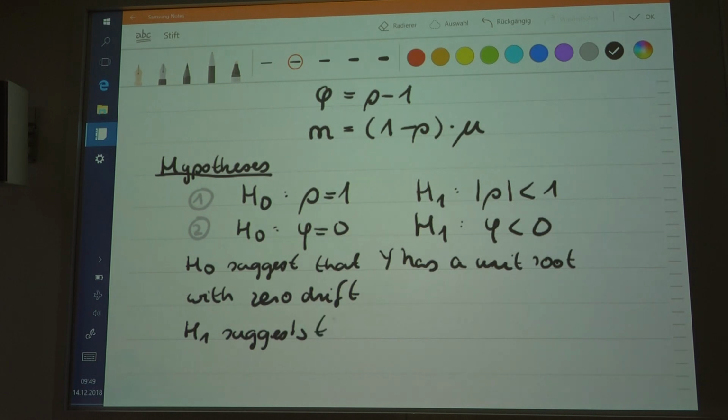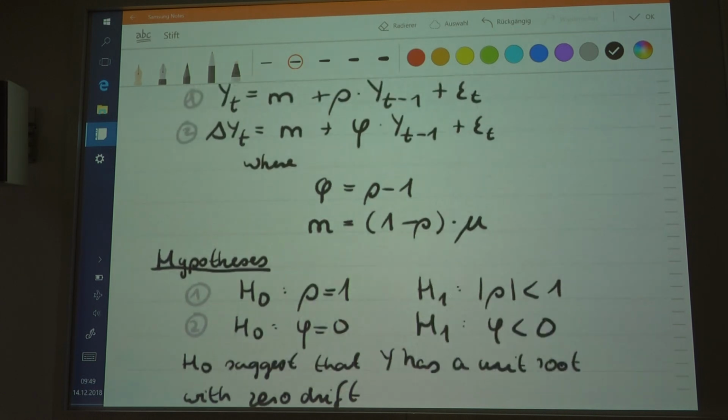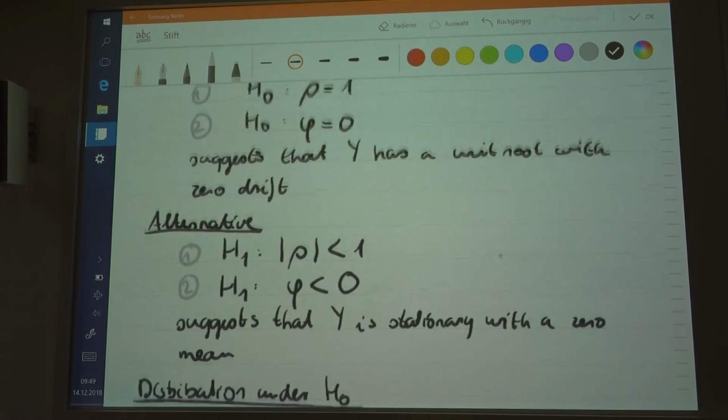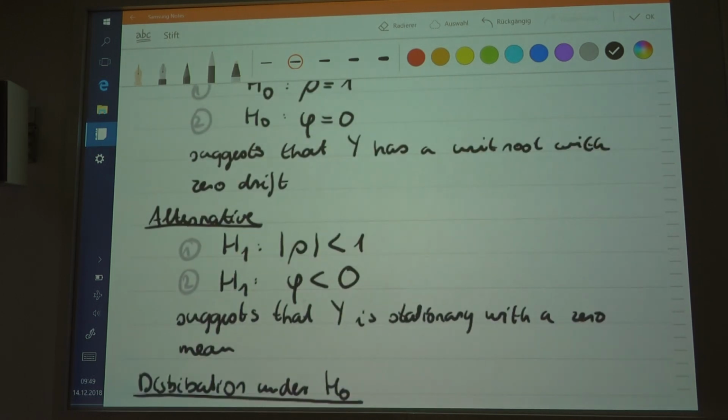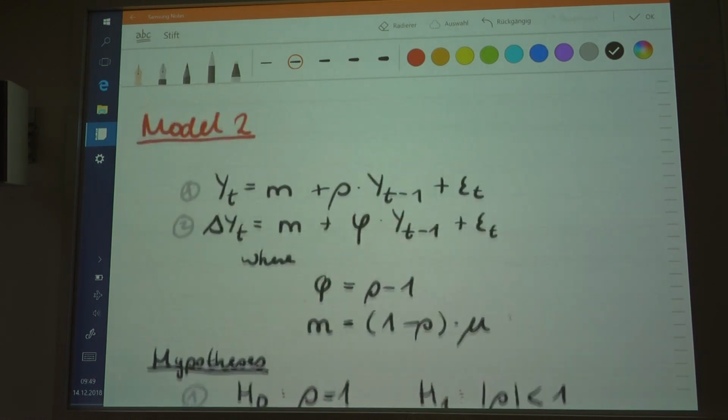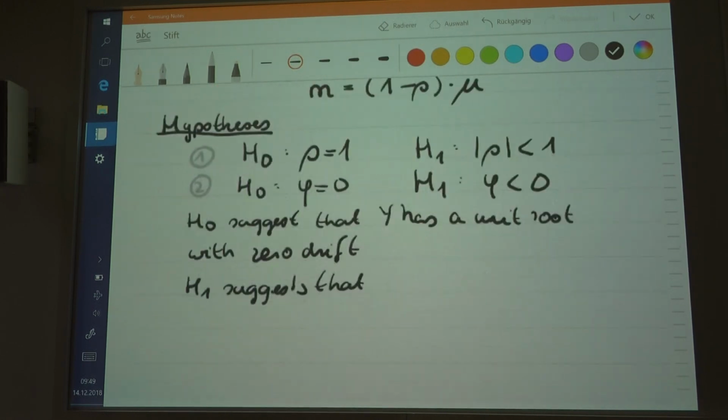If the alternative hypothesis is true, then the process will be stationary, and the mean will not be 0, because the constant is not 0 if the alternative hypothesis is true. So you're going to get a stationary process with a non-zero mean. That's the difference between model 3 and model 2. In model 3, the alternative hypothesis is just stationary with a zero mean. And if you include a constant, the mean will obviously not be equal to 0. That's the only difference.